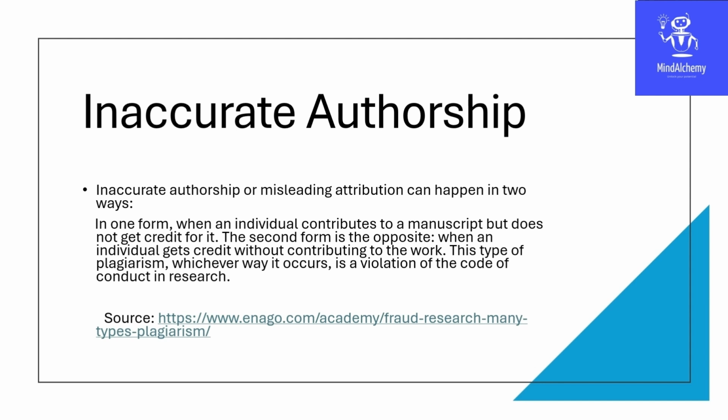Inaccurate authorship refers to misleading attribution that can happen in two different ways. What are these two ways? In the first form, an individual contributes to a manuscript but does not get the credit for it. I can provide an example for this.